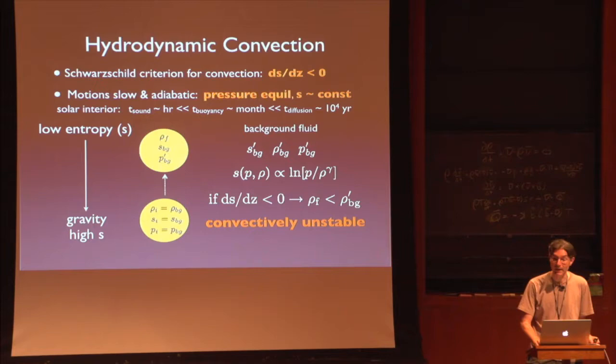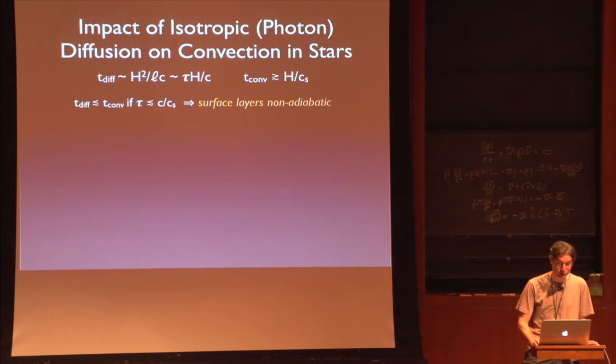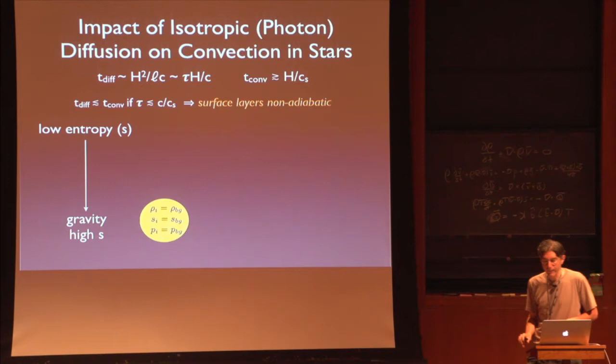And that's just because near the surfaces, photons are getting out fast, so you can't assume things are adiabatic anymore. You have this rapid thermal diffusion. So let's go back to our argument and ask, how does this change? How does our nice heuristic argument change when we introduce this rapid thermal diffusion?